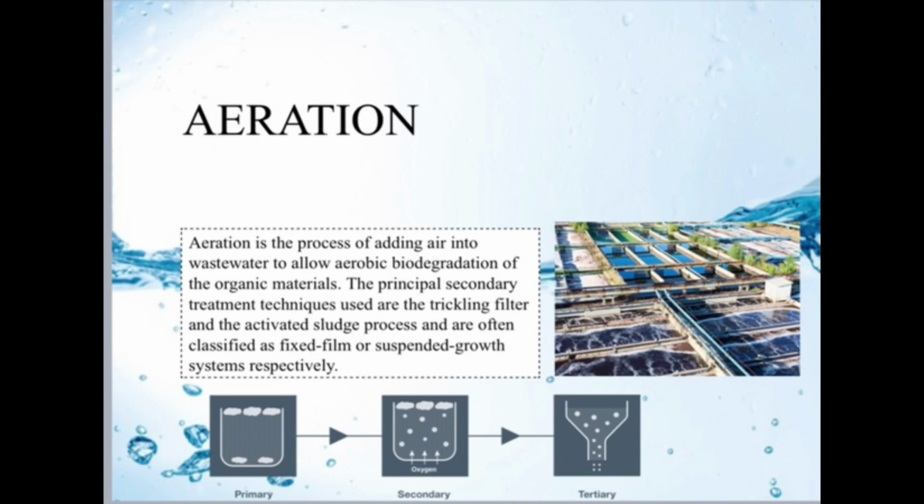The next process is aeration. You should know about the aeration process because it is very important. Aeration is the process of adding air into wastewater to allow aerobic biodegradation of the organic material. In addition, the principal secondary treatment techniques used are the trickling filter and the activated sludge process, and they are often classified as a fixed film or suspended growth system respectively.